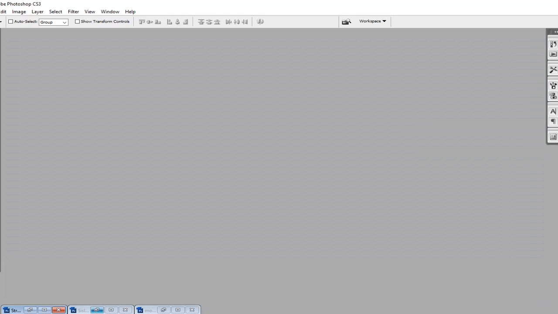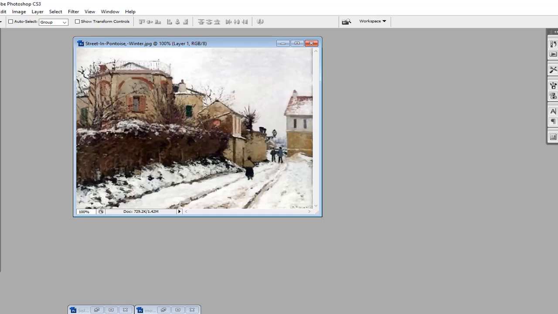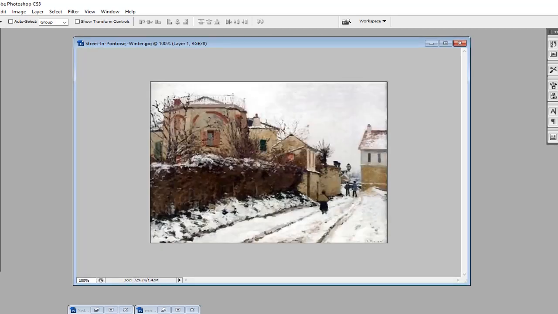So now moving to the last one, we have this piece by Pissarro, who also painted with Monet, but this one's in Pontoise, if I'm pronouncing that correctly, which I doubt that I am.